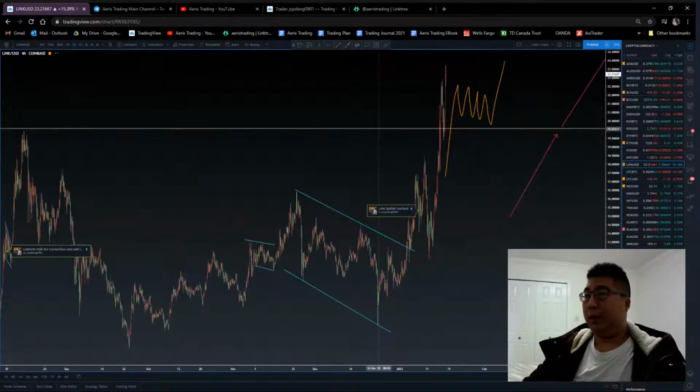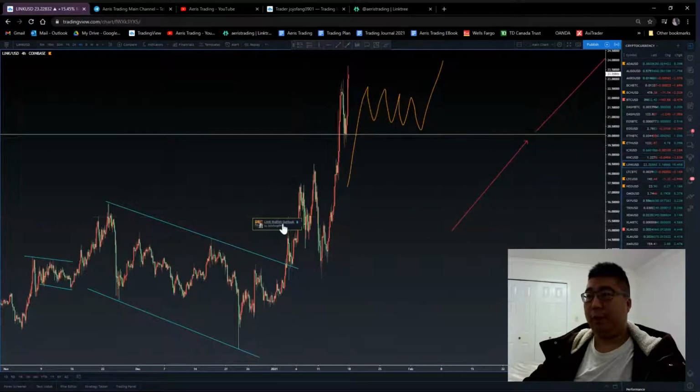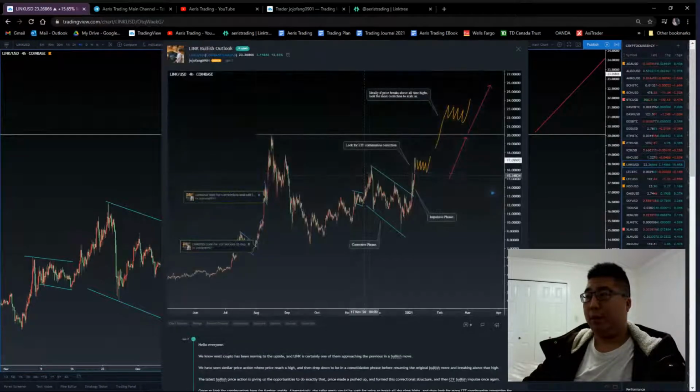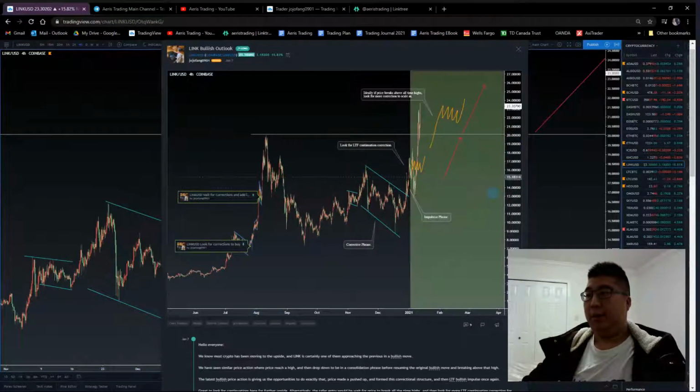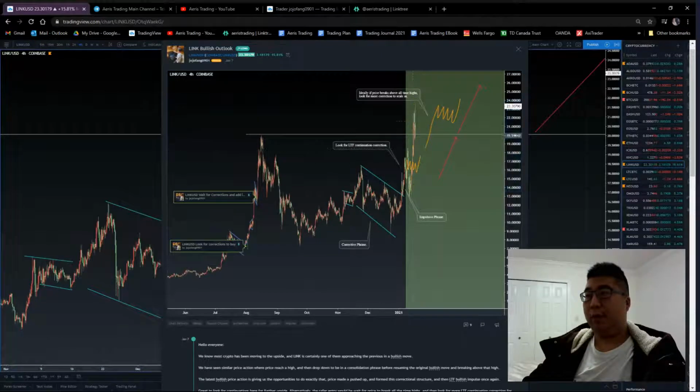So Link did exactly what we're looking for. Link broke out from this bottom here, so we see a correction forming. Remember I mentioned a correction here would be nice, but ultimately I want to see a correction after we break this all-time high. So that's exactly what the price is doing. We broke the all-time high now, which is good. So continuation is key here, looking for a continuation correction now to take the next trade up.